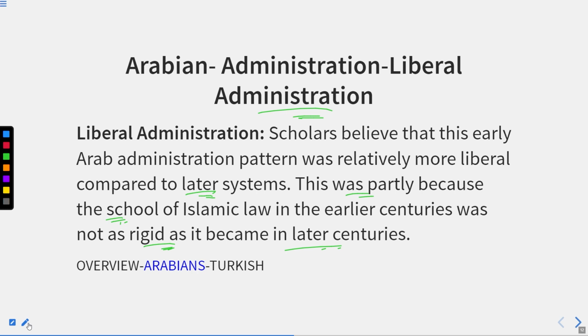But in the later centuries, when they got some power, some of them were not in favor of liberalism. As a result, they became radicals. So when the Arabs captured Sindh and Multan, they adopted the liberal principle for the administration of the place instead of adopting other approaches. All right, that was the main thing.